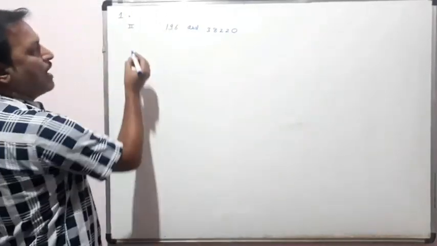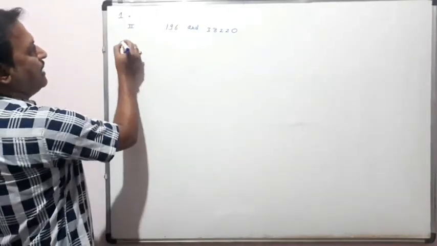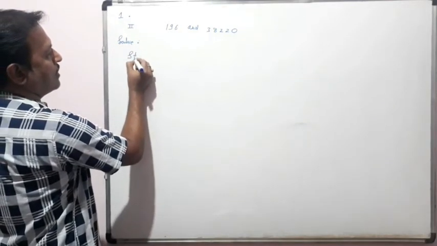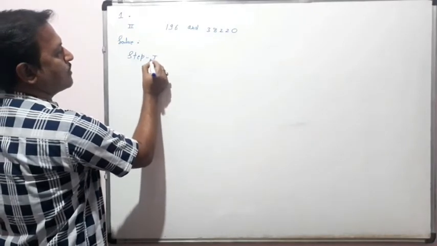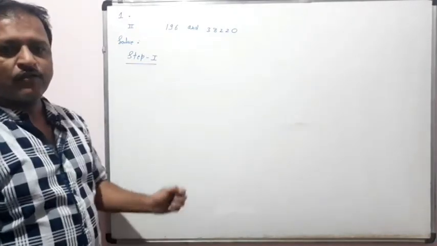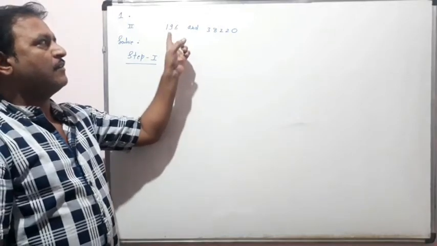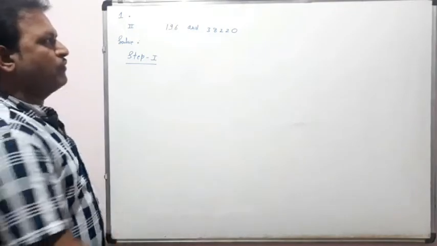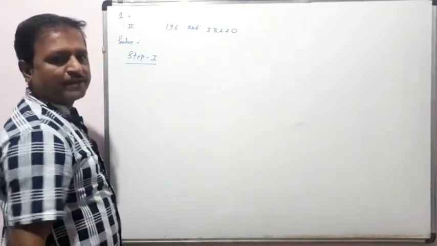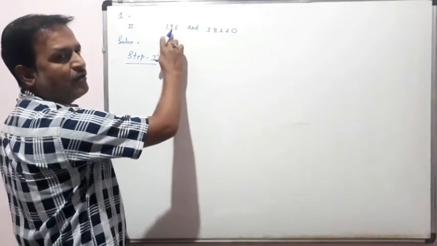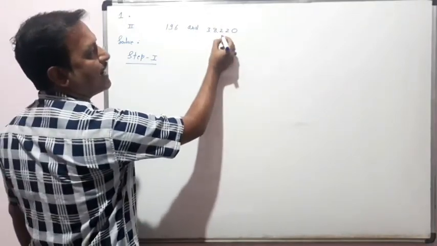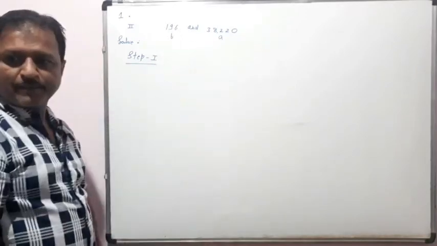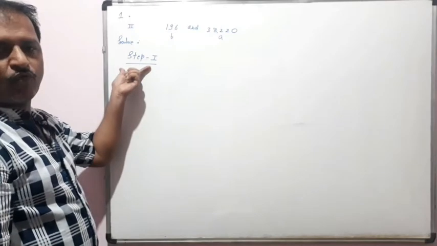So I hope you remember, in step 1 solve. Do you remember what was our step first? First of all, we decide which number is greater than the given number in step first, right? So which one is greater? Clearly 38,220 is greater than 196. So the greater number will act as A and the smaller number will act as B. This is our step number 1.